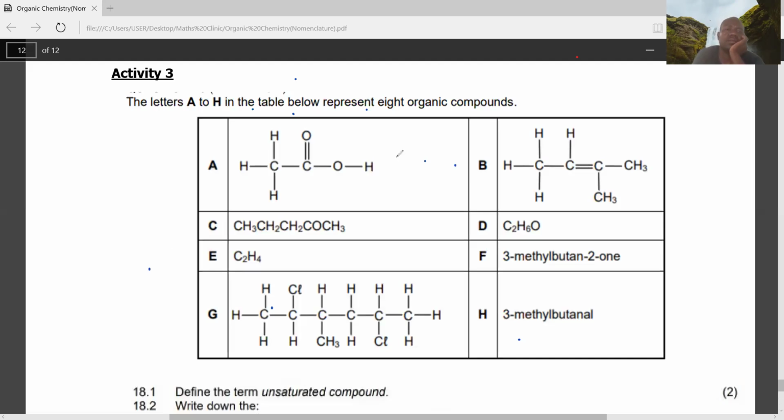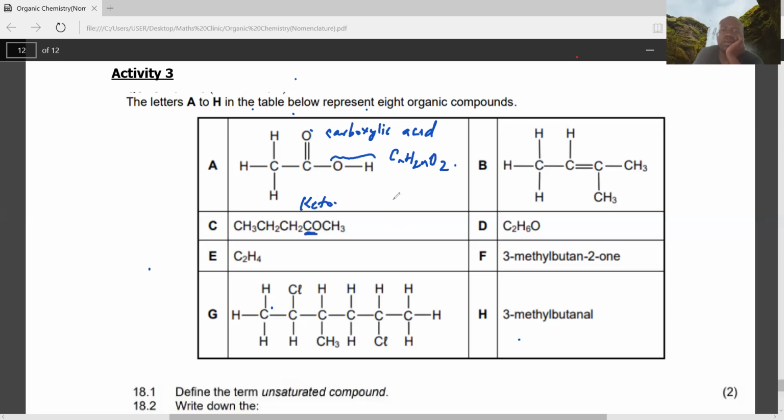Number A. There is a carbonyl, but it's bonded to OH. Obviously, this is a carboxylic acid. And what is its general formula? CnH2nO2. This one is an alkene. Then this one has a carbonyl, so this is a ketone.